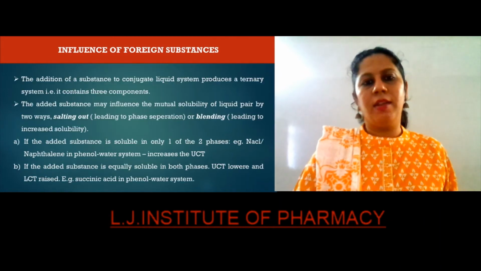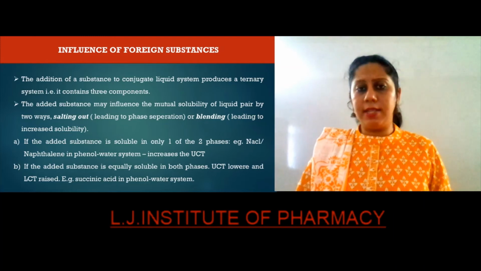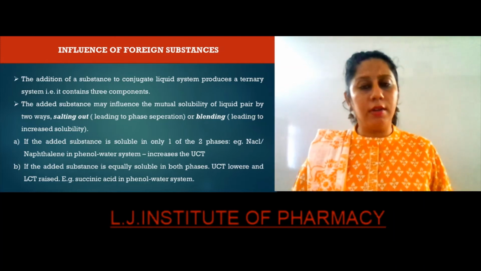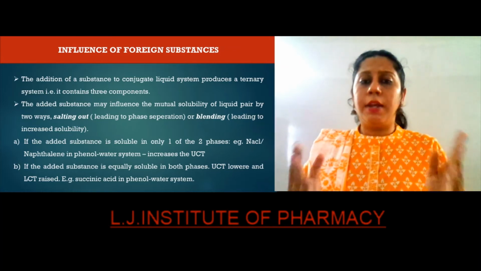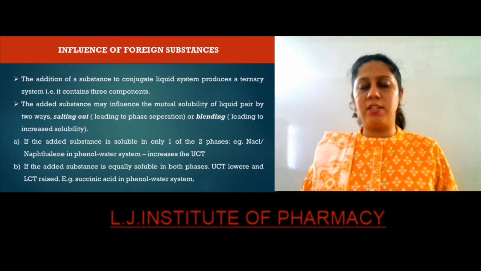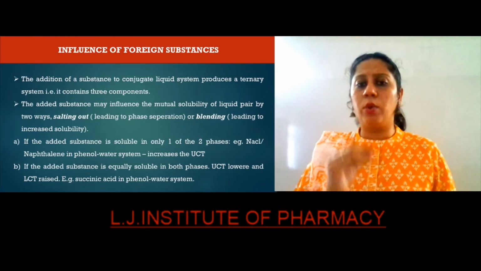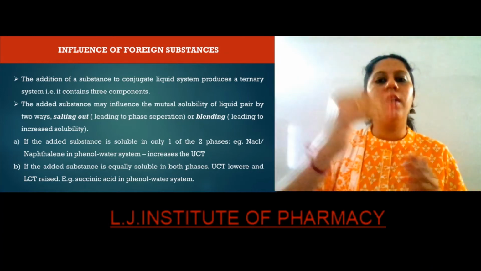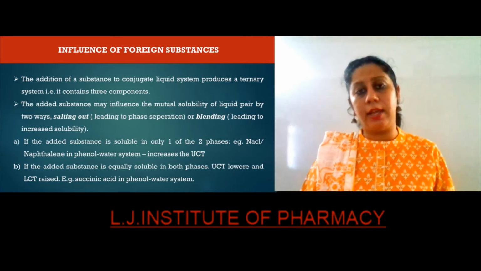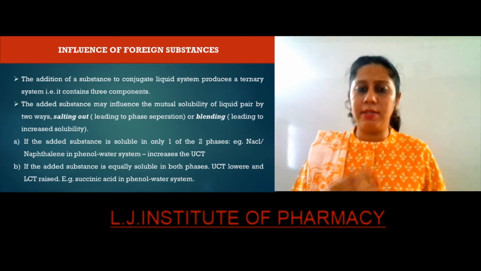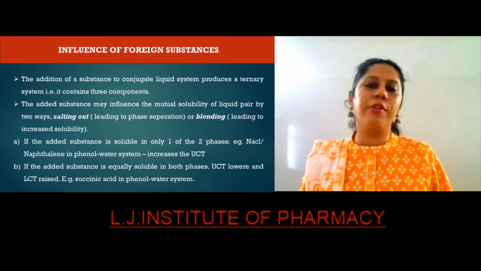Now, how will foreign substances influence the mutual solubility? A foreign substance, if added to the two-phase system, will form a ternary phase system, a three-component system. This can influence the LCT or UCT depending on whether the added substance will cause salting out or blending. What is salting out? If the added substance is soluble in only one of the two phases, it will salt out the other phase, and it will lead to an increase in UCT or increase in LCT. Whereas if the substance is soluble in both phases, it tries to mix together the two phases, and therefore it will decrease the UCT or the LCT of the system.